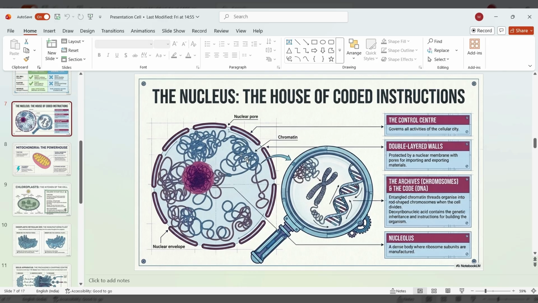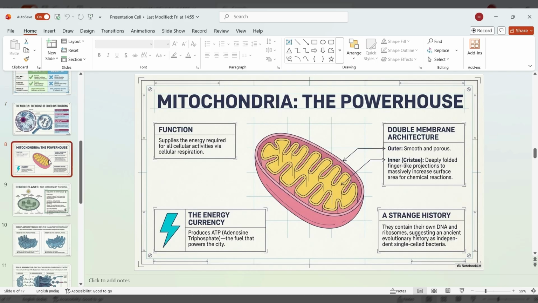So this is the chromatin material present, and this chromatin material is basically composed of two things. One is the DNA, another one is the protein. So protein is also embedded here. Okay, so that is all about the nucleus. Now you can see here in the next slide, mitochondria.